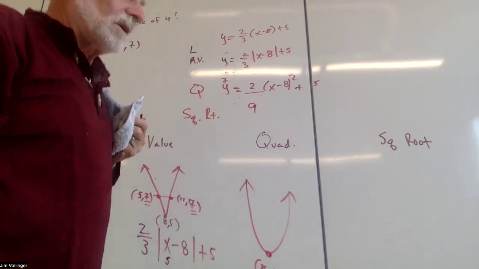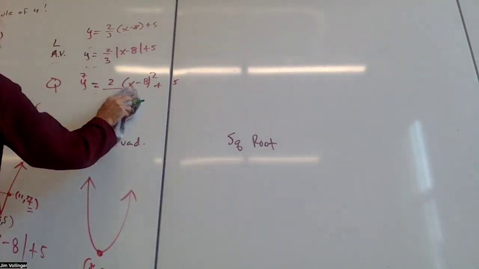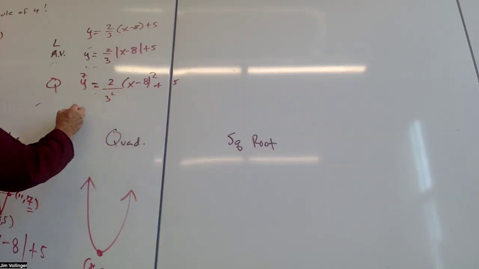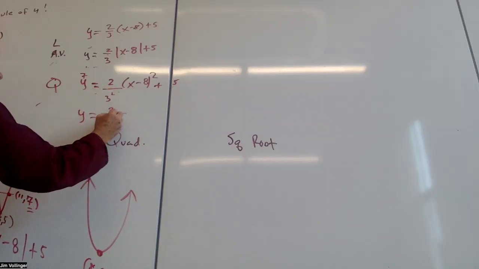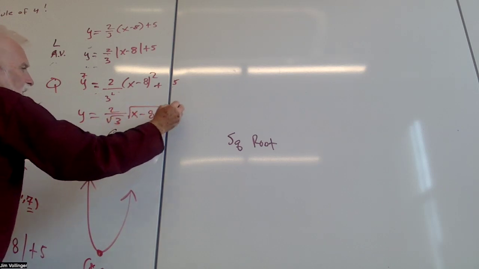What's the square root? Pause the video, see if you can come up with it. What's the square root? Square root is 3 squared. Square root is 2 over the square root of 3. Square root of x minus 8 plus 5.